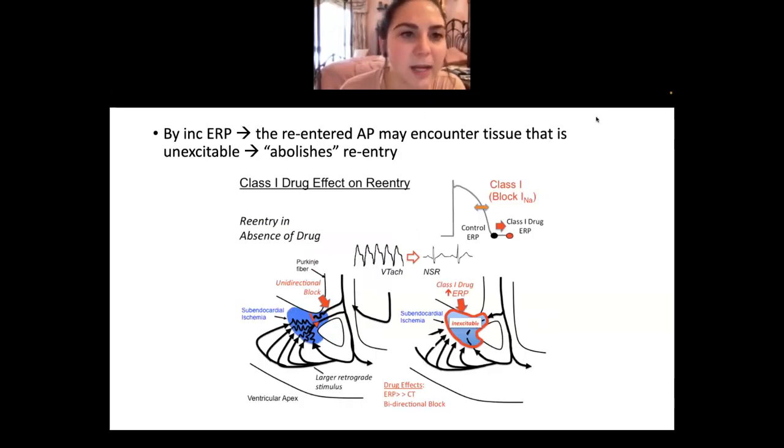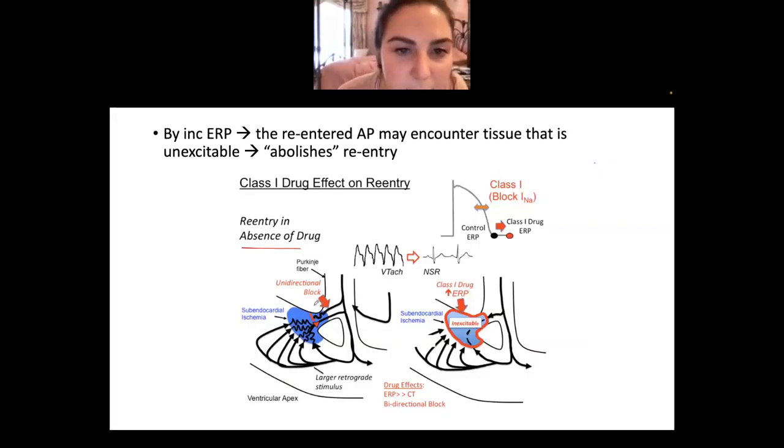And then this is something I wanted to show visually. Again, if I give an antiarrhythmic that increases ERP, when the re-entered action potential comes around, it's going to come across tissue that's not excitable. And that's a huge deal because you can only get these afterdepolarizations if you have excitable tissue.